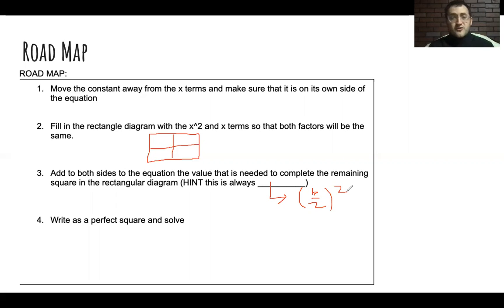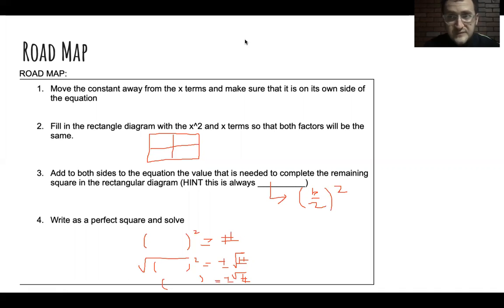And then you want to write it as a perfect square and solve. So you should have something squared equals some number. And we're going to take the square root of that something squared, and that's the plus or minus the square root of that number. And then whatever is here equals plus or minus the square root of that number. And you can actually get the x or whatever you need all by itself. That's a little roadmap.